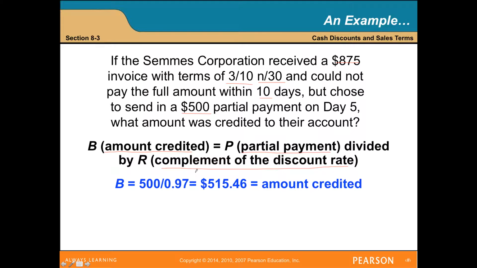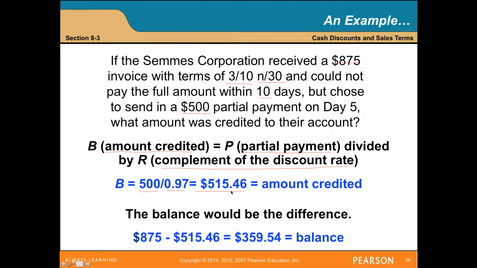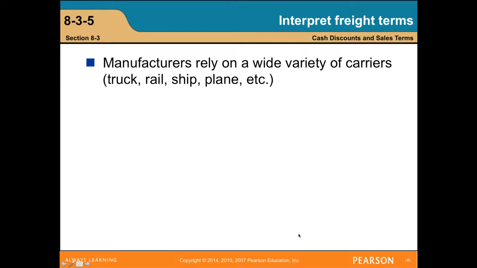So when you work it out, you have B equals 500, which is the amount sent, divided by the complement, which equals $515.46, and that's the amount credited. The balance would simply be the difference, so $875 minus $515.46 equals $359.54, and that's the balance owed.